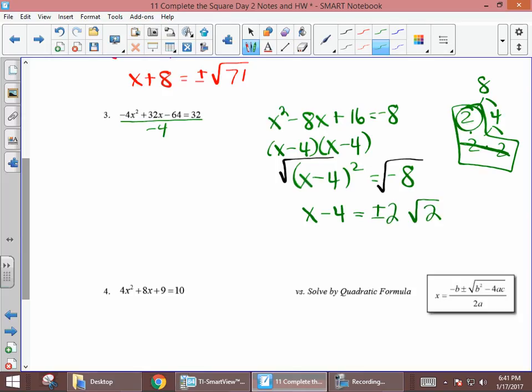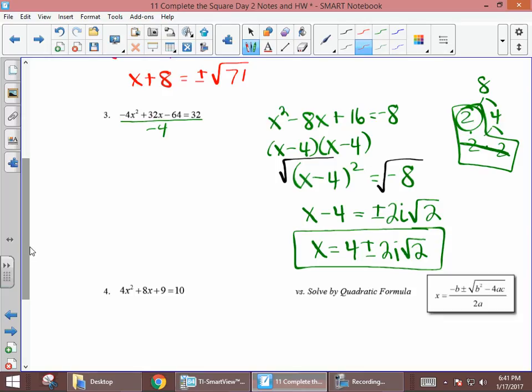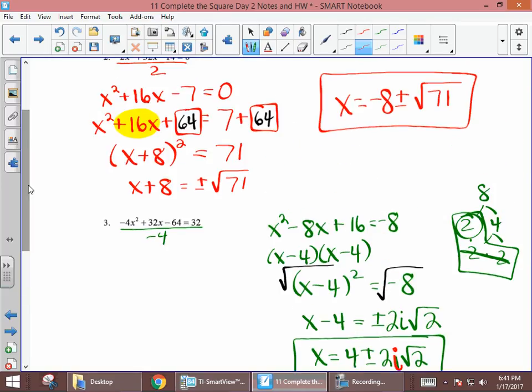Don't forget that negative comes out as an i. And all that's left to do is add 4, and you get x equals 4 plus or minus 2i radical 2. Those are our solutions, both of which are imaginary because of the imaginary unit. Number 2, both were irrational because of the square root.